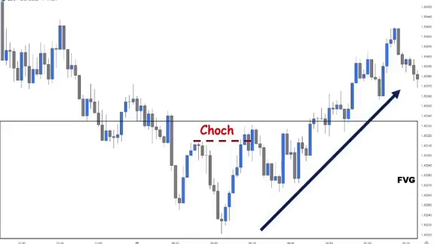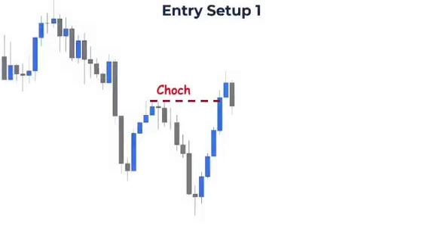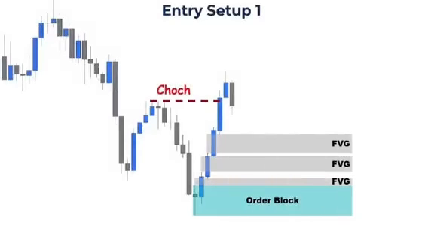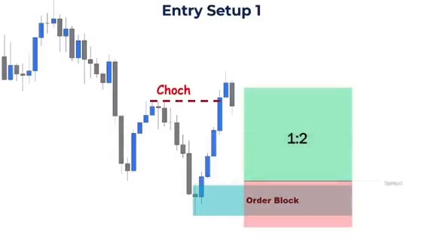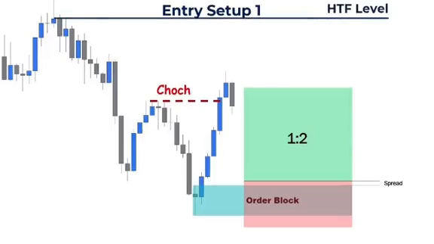After the change of character confirmation, we have two entry trading models. In the bullish scenario, if the change of character move creates a valid order block with fair value gaps, we will place a buy limit a spread size above the order block and stop below the swing low. We will make our trade break even by closing half our position when the price reaches our 1 to 2 target. Next, we will close our profits if the price reaches our higher time frame supply area.